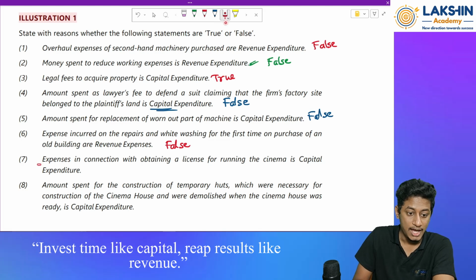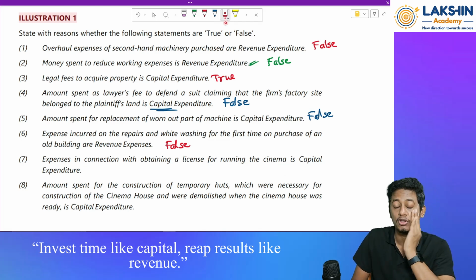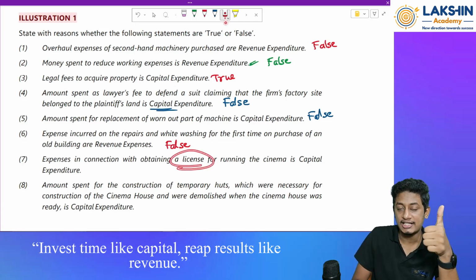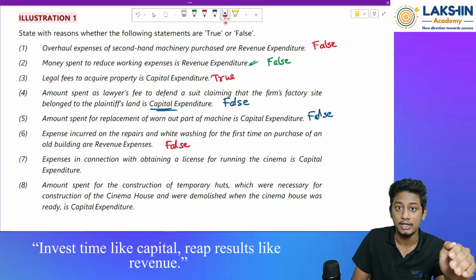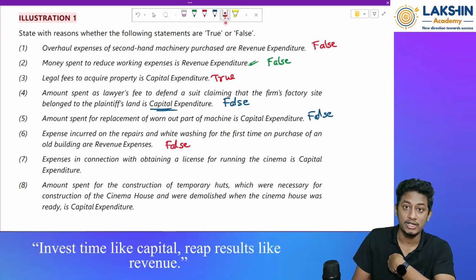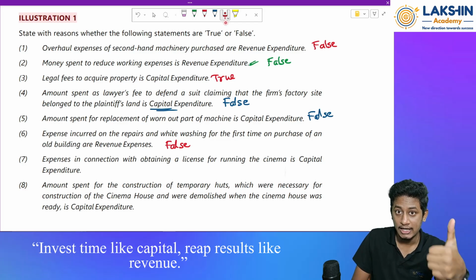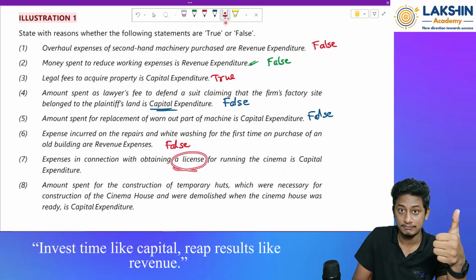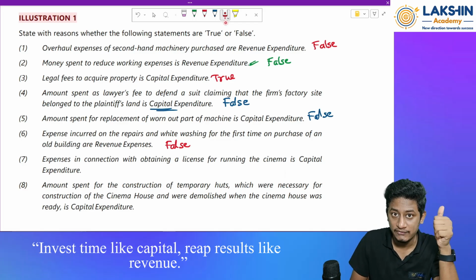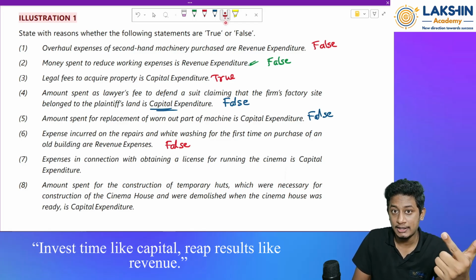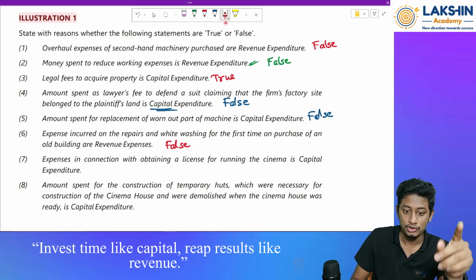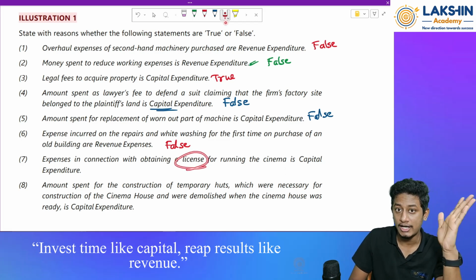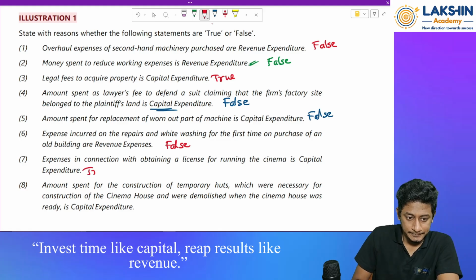Then expenses in connection with obtaining a license for running a cinema is a capital expenditure. Now, first of all, without a license, can you run the cinema hall? No, you cannot run it. So that means this license is really important for your business. And once you buy the license, this will be giving you a long-term benefit to run the cinema. One thing: will it be recurring? Will you buy the license again and again each year? No, once you buy it, it's done. So this will not be a revenue item. So this statement is true.